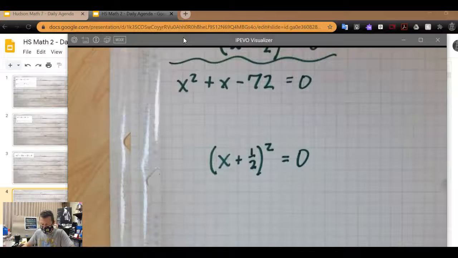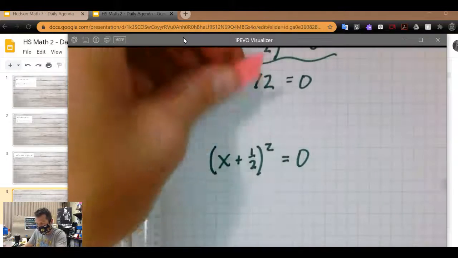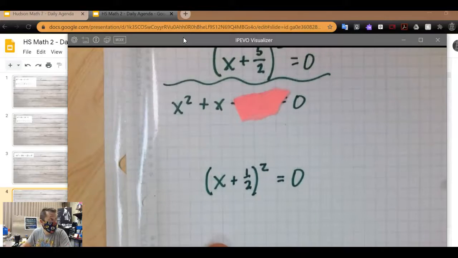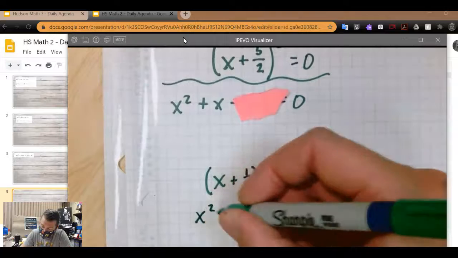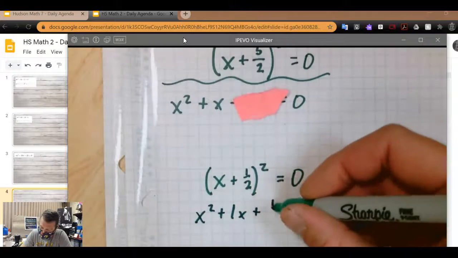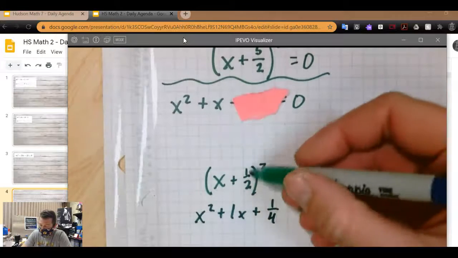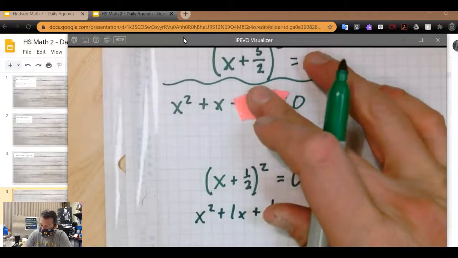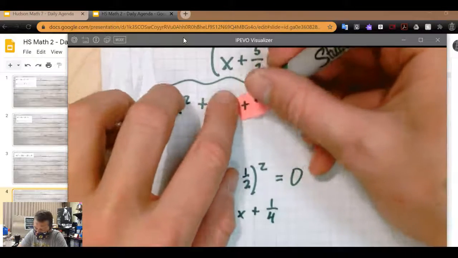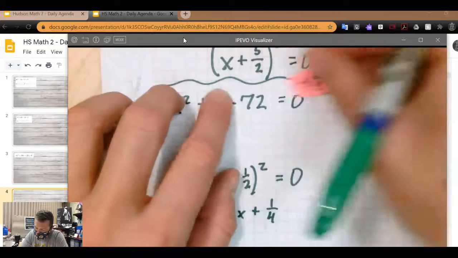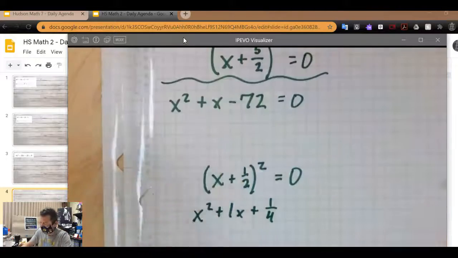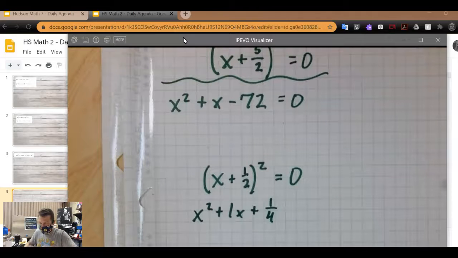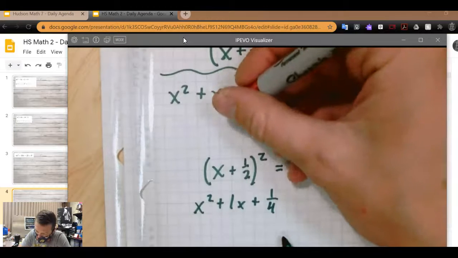This would come out to be, and I broke my own rule of ignore the constant for a moment. So if I ignore that constant for a moment, x plus 1/2 squared would be x squared plus 1x plus 1/4, right? This constant squared. So I need to turn my constant into a positive 1/4. What is it now? Negative 72. So I need to add to both sides, where's my red? 72 1/4.